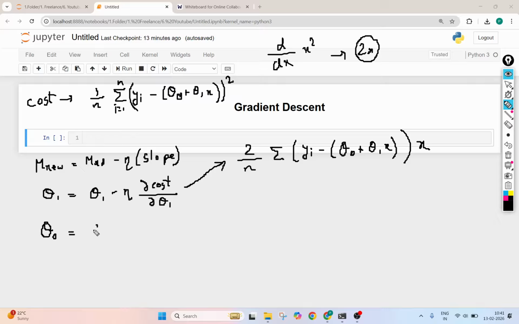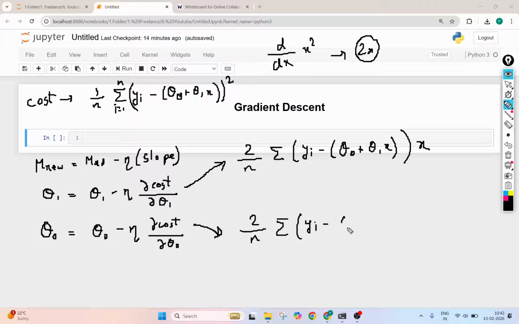Now theta naught equals, again, theta naught old minus eta of d cost d theta naught. I hope this is understood, right? If you have a problem with the differentiation, either just have a quick recap of what differentiation is and how we differentiate this function, or just think of it as the source of truth. So now when we want to differentiate this equation with respect to theta naught, again the same thing will come: 2 by n, because we are differentiating the quadratic equation. So yi minus theta naught plus theta 1 x.